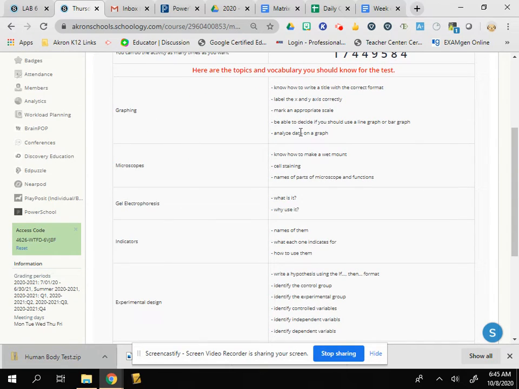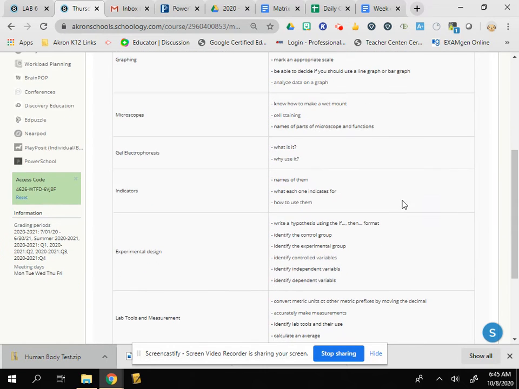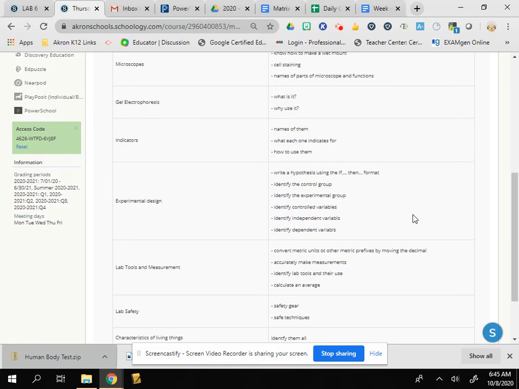So here's what you should know for graphing. And that, I would go back and do the graphing practice again, or take a look at it again at least. Microscopes, kind of the general functions, anything about cell staining, why you would use it, how to make a wet mount, gel electrophoresis. We did a very short lesson about the different lab techniques and lab procedures, and gel electrophoresis was one of them, so you're going to want to go back and look that up. The indicators, we talked about starch indicator, glucose indicator, so you want to go back and review that information.